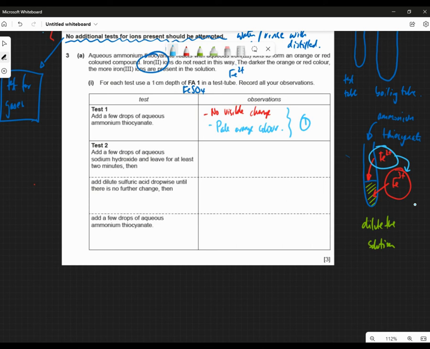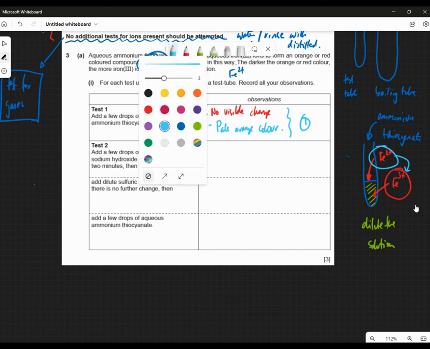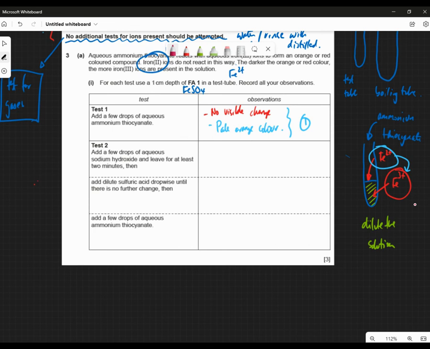Now add a few drops of aqueous sodium hydroxide, and leave for at least 2 minutes. This is where the majority of us lost the mark. Now this was very straightforward. What you get is a green precipitate.